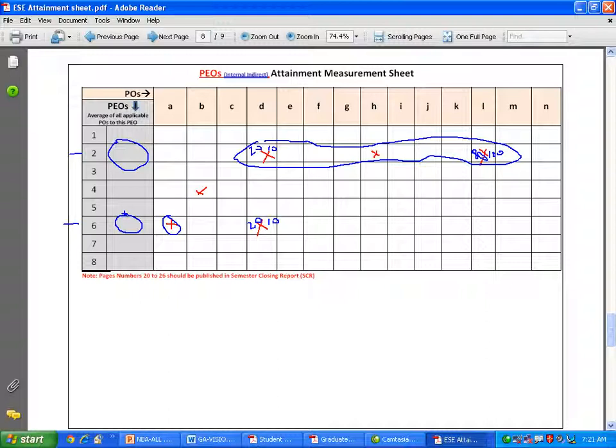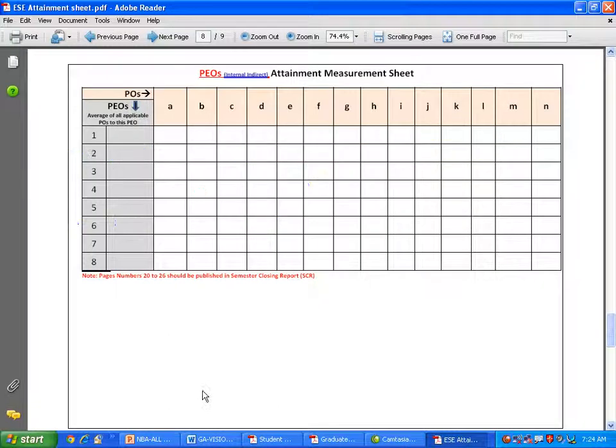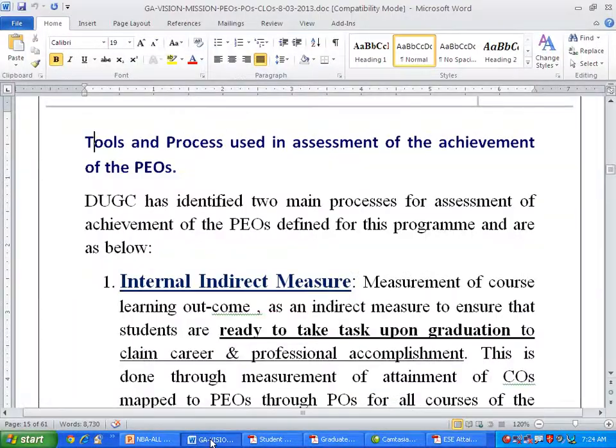So indirectly through my course, I'll say that one, how this is being mapped, right? At this stage, I would like to bring to your attention this particular thing: the tools and the process used in the assessment of achievement of POs. Now look into that. How do I write the comment? In our department, we use what is called the Department Undergraduate Committee, DUGC. So this is how I write it.